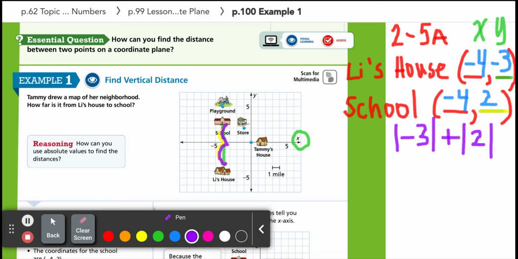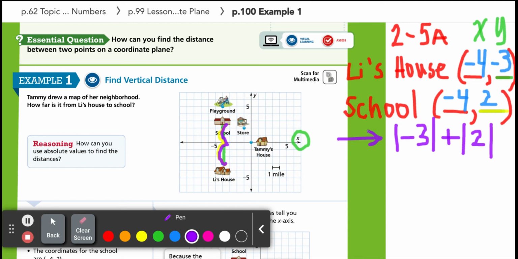So you should absolutely have this written in your notebook so far. If you haven't been writing this in your notebook, please press pause and make sure that you have this line especially written in your notebook. We're finding the absolute value of -3 plus the absolute value of 2.